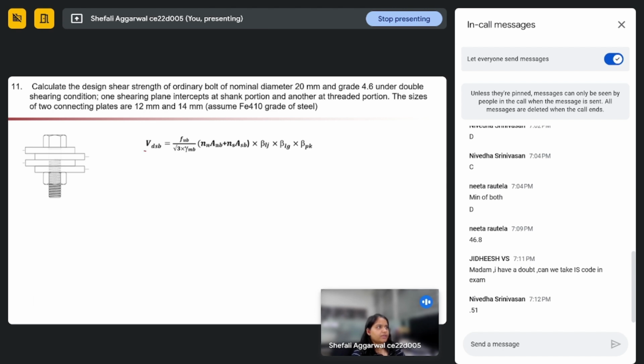You have to calculate the design shear strength. Now we have the nominal diameter as 20 mm and grade 4.6. So from this grade 4.6, we can calculate our FUB value, right?